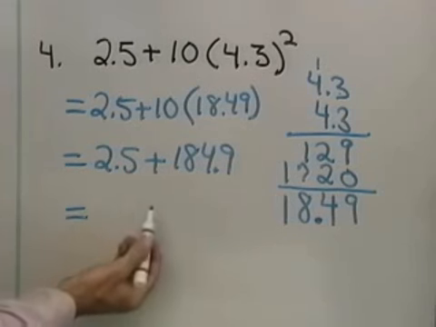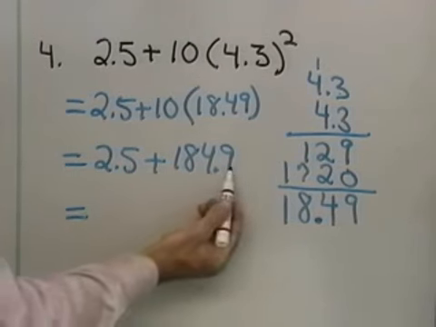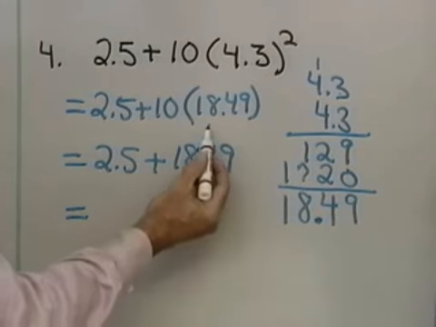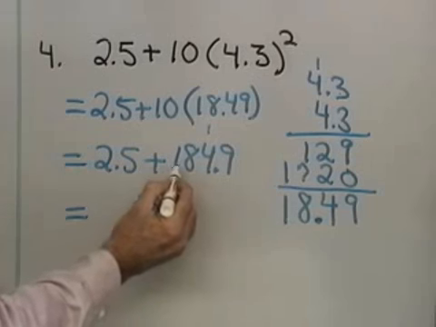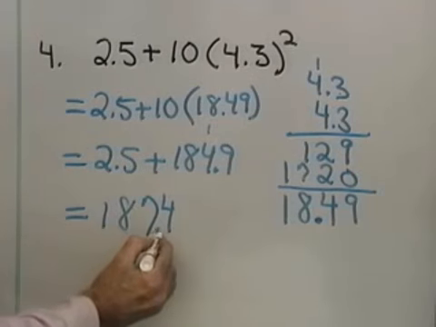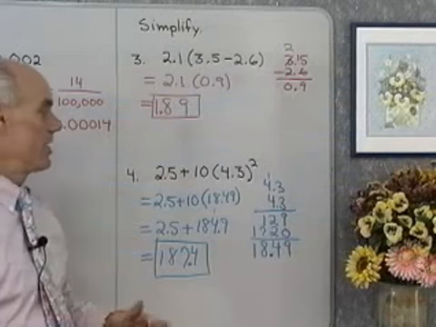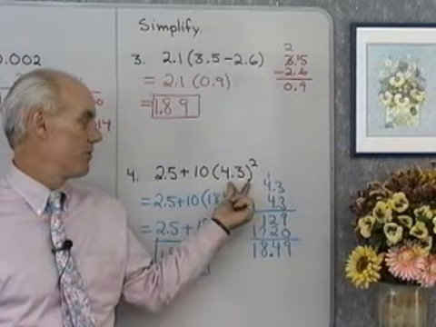I think I can do this just in my head. Let's see, 5 plus 9 is 14. I would carry the 1, 2, and 4 is 6, and 1 is 7. And then I'll have the 8 and the 1. And my decimal point will go right here. So 187.4. And what I did is I took care of this exponent first, 4.3 squared.